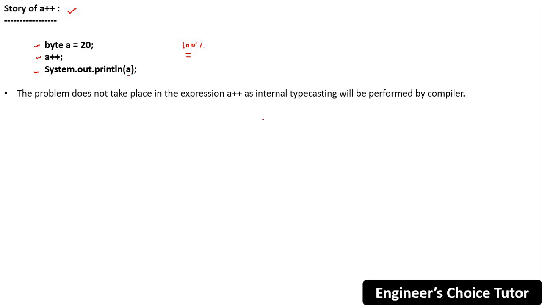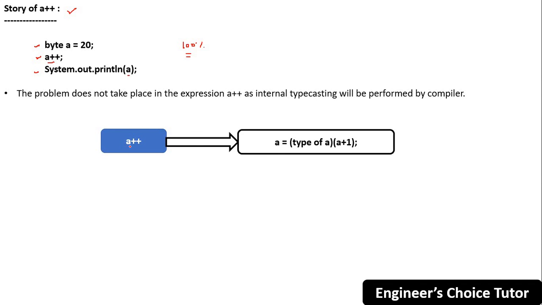Now go back. The reason is what happens behind the scene, you know, this a++ becomes a = (type of a)(a + 1). So in this case, you will not get compile time error and it will run fine and give you 21 as the output. This thing is pretty much clear. Who is performing this thing for you? The compiler is performing. In the last case, you have to perform this.